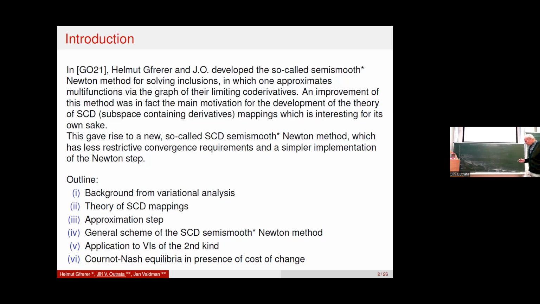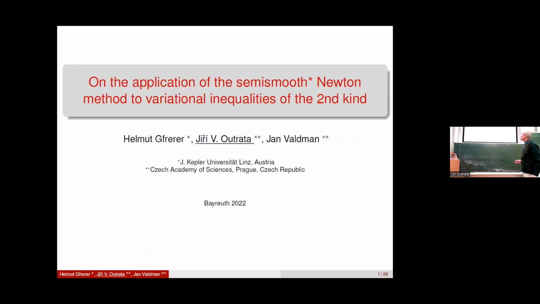Okay, so this is a joint work with 2 co-authors. Helmut Gfrerer is professor at the Johannes Kepler University in Linz, and Jan Valdman is my co-worker from our institute, the Academy of Sciences. And the talk is based on a paper which has been accepted in Set-Valued Analysis and published electronically 3 weeks ago.